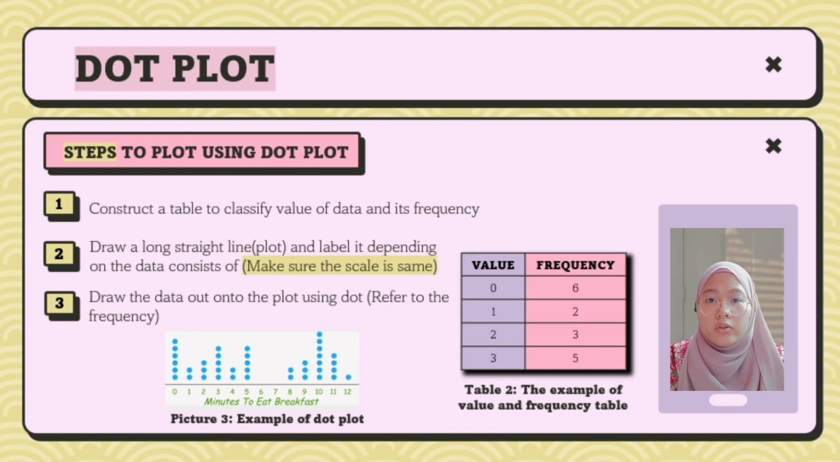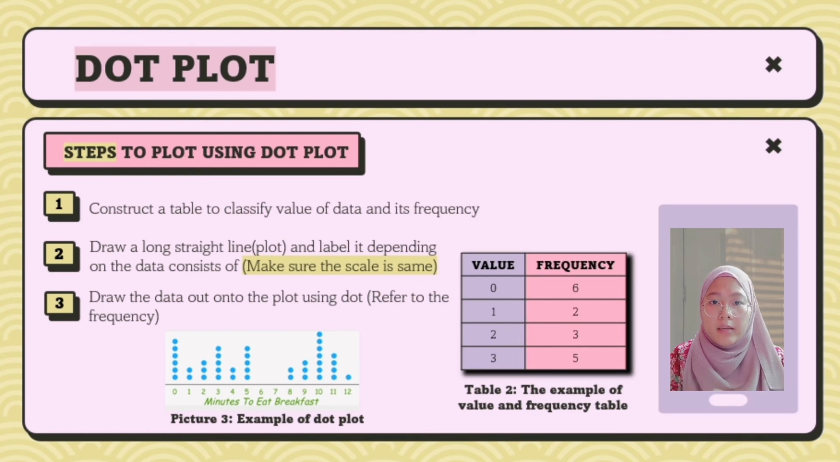After you finish constructing and filling the data into the table, you need to draw a long straight line, we call it as plot, and label it depending on the data consists of. If the data set shown the number you eat breakfast, so you must write it as a dependent variable below the straight line. To plot the value of the data set, make sure you are using the same scale.